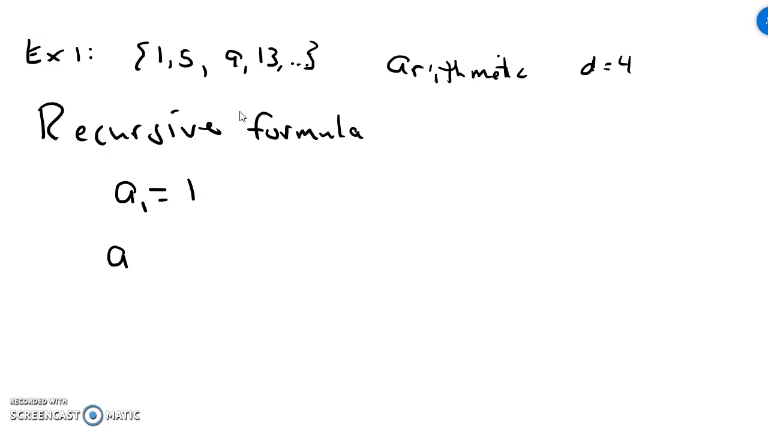So in this case, I'm going to want to jump right to the nth term. So the nth term, whatever term you're looking for, is the term before it. So the term before it would be a sub n minus 1. If my current term is a sub n, my previous term is a sub n minus 1. And then tell me what to do with that previous term. Take the previous term and add 4.